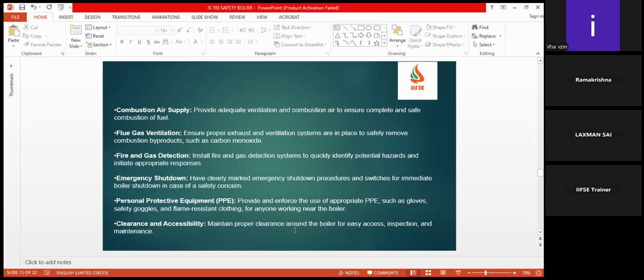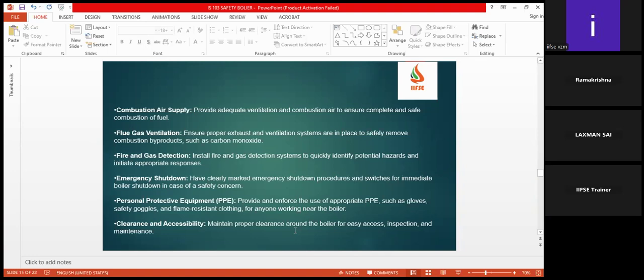Then flue gas ventilation, ensure that a process exhaust and also ventilation system are in place to safely remove the combustion byproducts, such as carbon monoxide, CO2, etc. So when you are burning a fuel, definitely you will have flue gases which will be generated. That is in a basic funda. So we have to have proper systems in place to take out those exhaust gases.